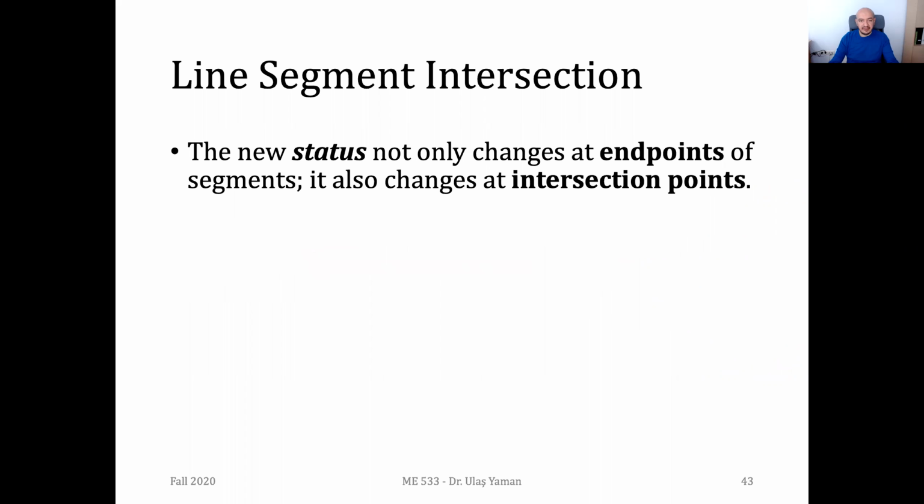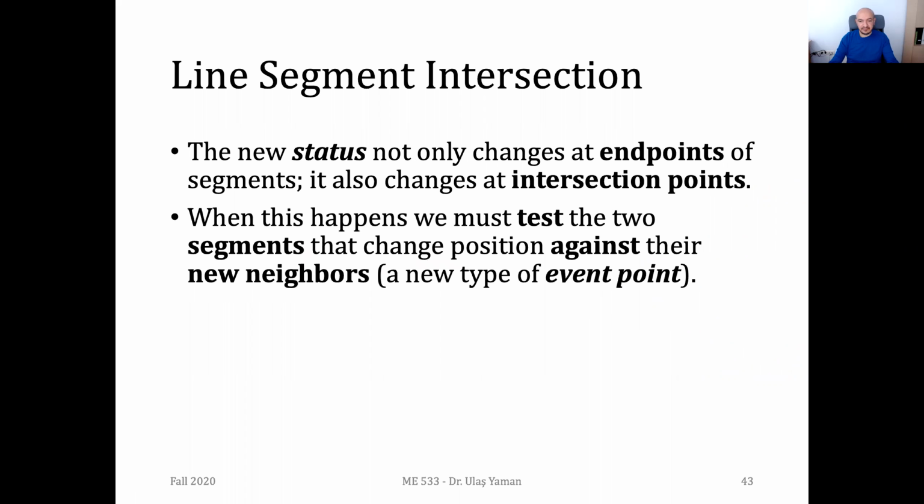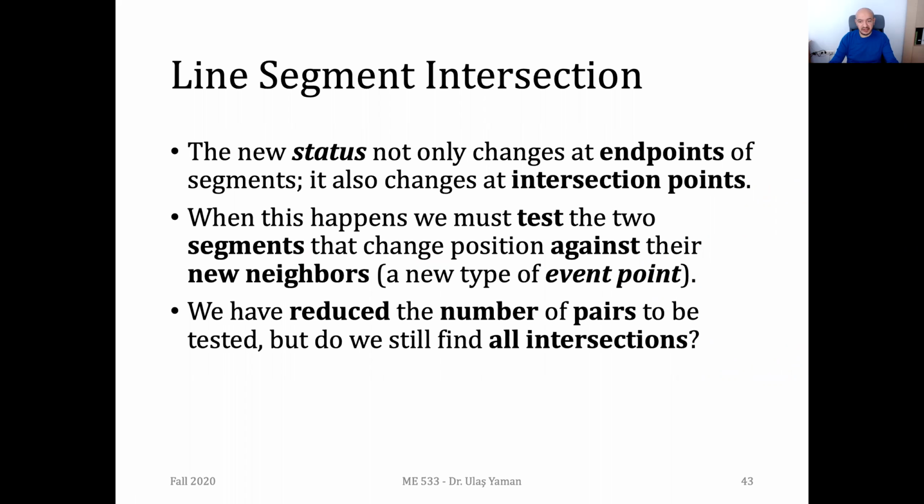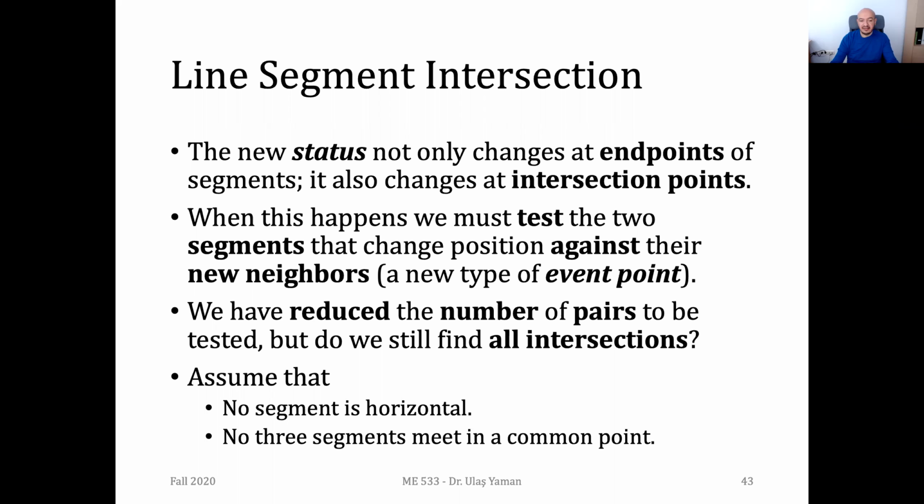So these are the things we discussed. Yeah, this is a new event point. And our question was, can we find all the intersections by following such a scheme? Yes, we can, but we are assuming there is no horizontal line and no three segments or more meeting at the same event point. If these are satisfied, we can say that by following such a scheme with the sweeping line, we can find all the intersection points on the plane.